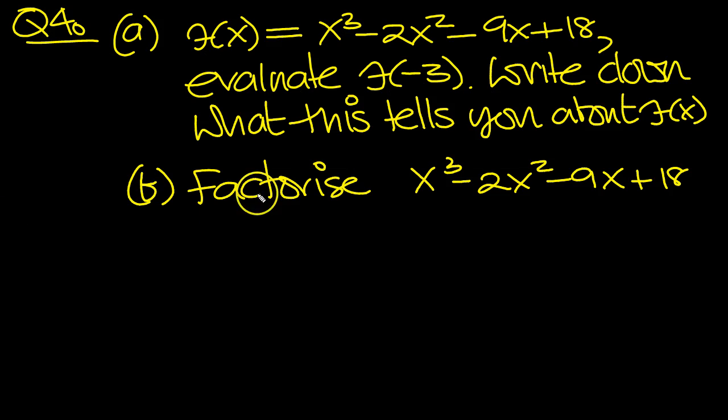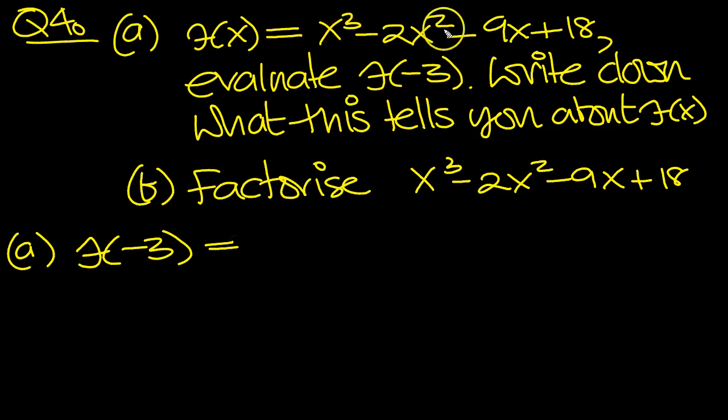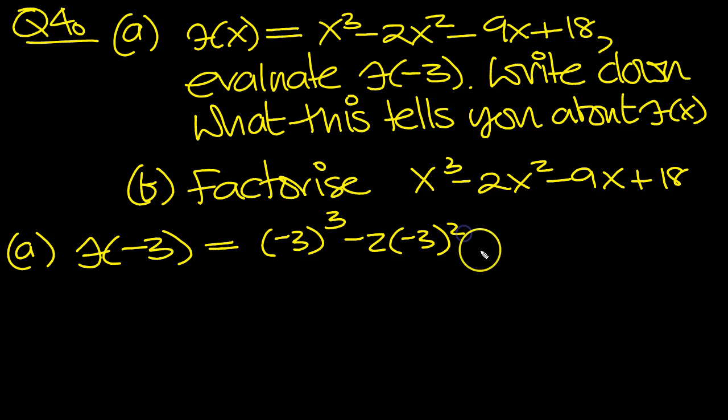So let's have a look at this then. I've got the question summarized here. So first of all, let's work out f of minus 3. So f of minus 3 is equal to, put minus 3 in here for the x value. So it's minus 3 cubed, minus 2 lots of minus 3 squared, minus 9 lots of minus 3, plus the 18.